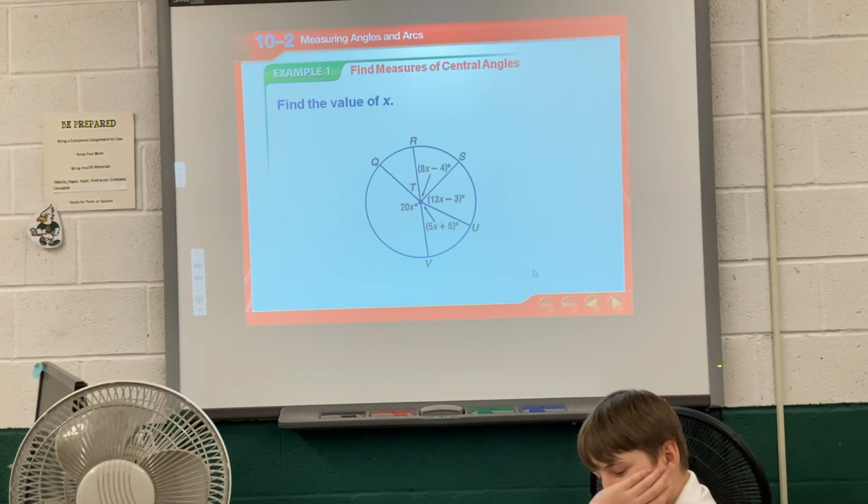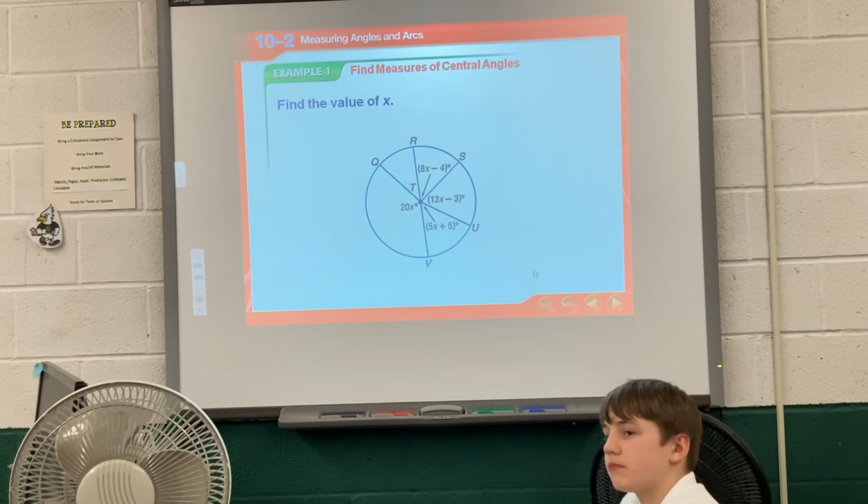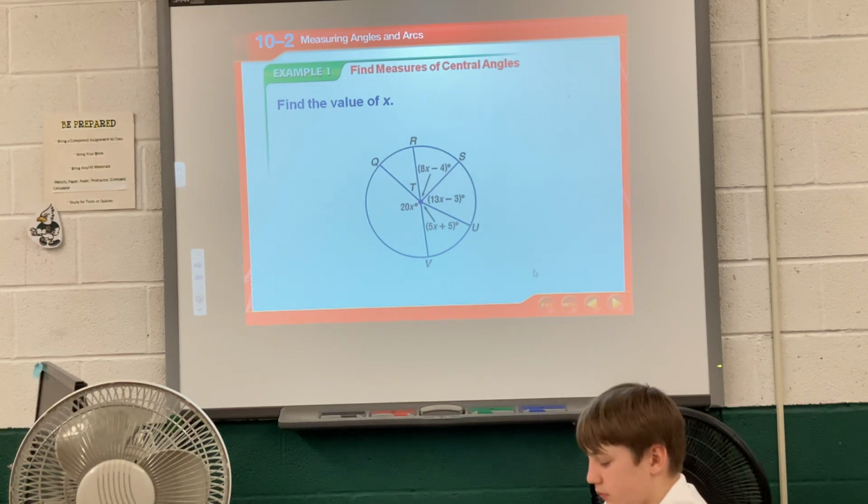And then a couple things that we came up with in the other class yesterday: we said that a major arc should always have how many letters? 3. And that usually a minor arc only had what? 2. The 2 endpoints of that central angle, okay?